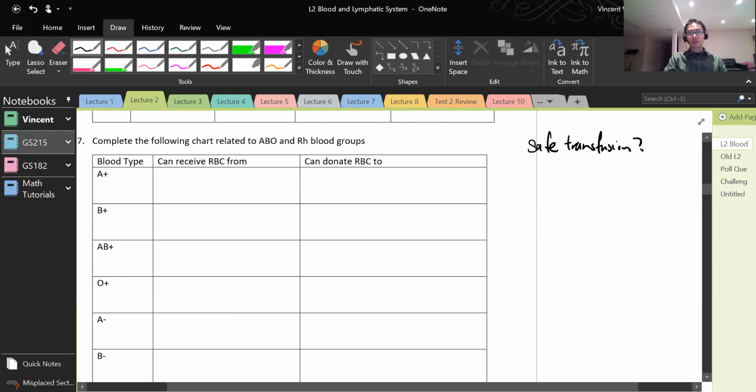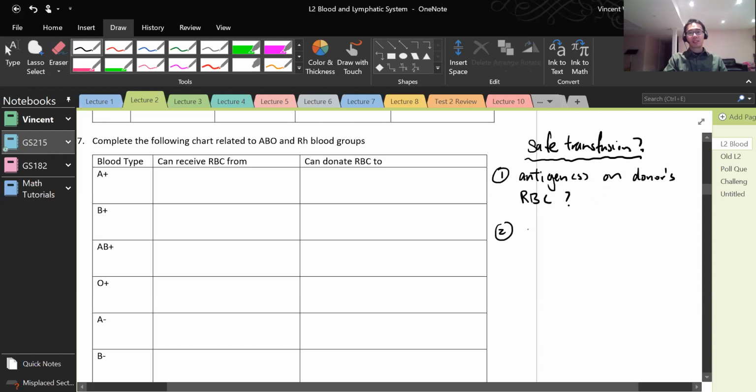Okay, so you have to look at 3 questions. Number 1, antigens on the donor's red blood cell. What do they have? Do they have A? Do they have B? Do they have nothing? Do they have both A and B? What kind of antigens do they have?